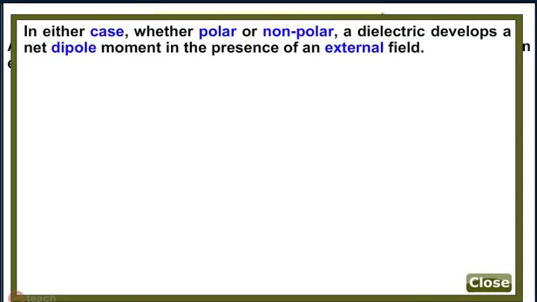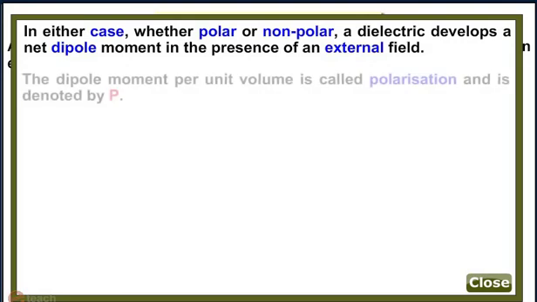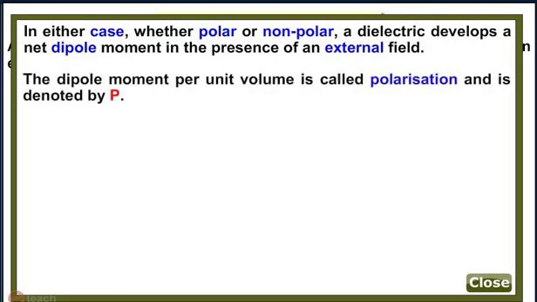Let us know more about electric susceptibility. In either case, whether polar or nonpolar, a dielectric develops a net dipole moment in the presence of an external field. The dipole moment per unit volume is called polarization and is denoted by P.